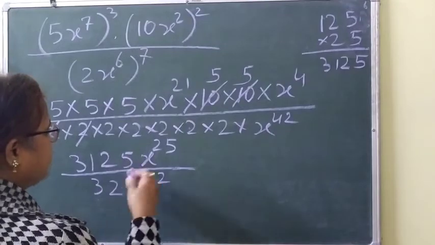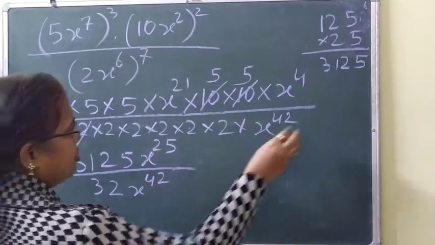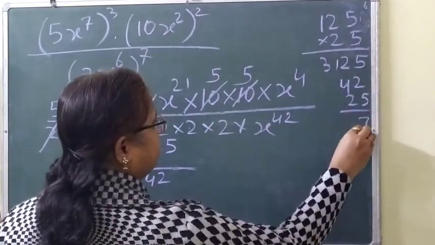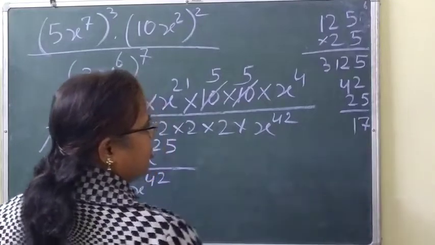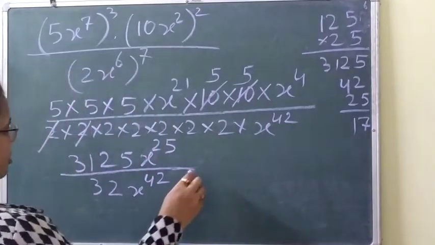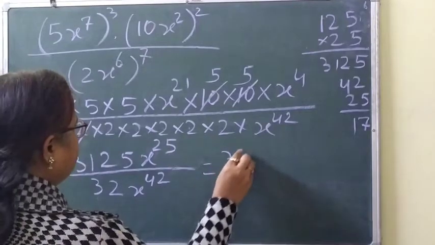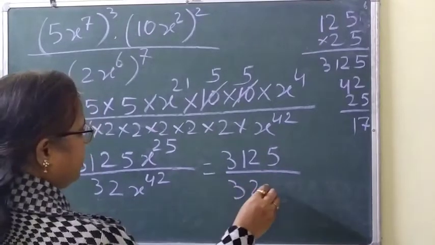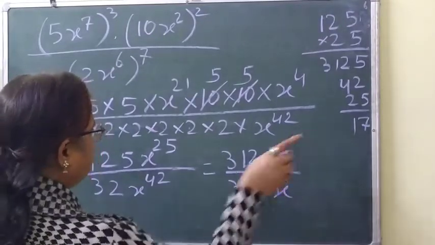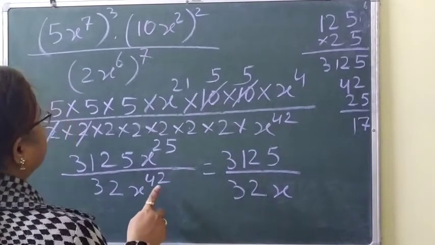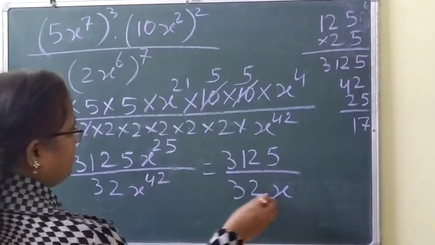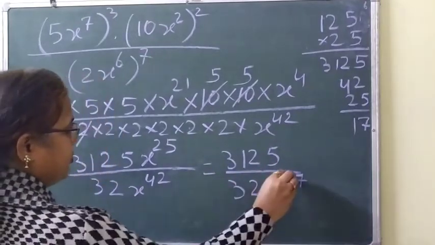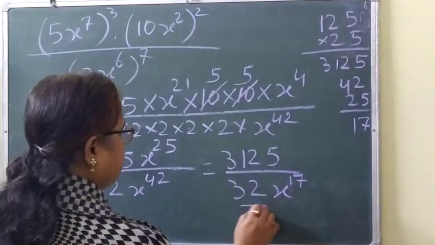Okay. So now we cannot cancel this one, but here we can do the subtraction. So 42 minus 25 is 17. Then 3 minus 2 is 1. So here the answer will be 3125 divided by 32, x to the power 42 minus 25. So x to the power 17. Clear? Then this will be the final answer.